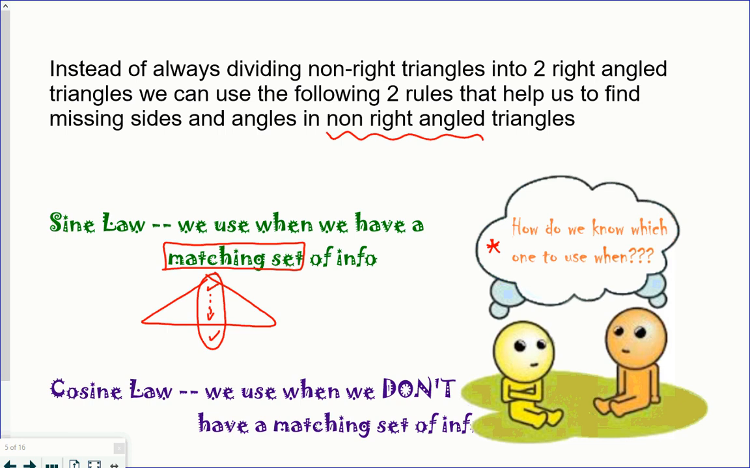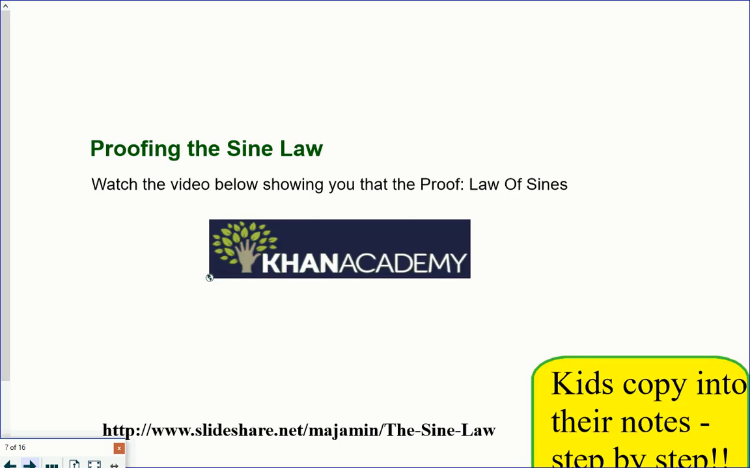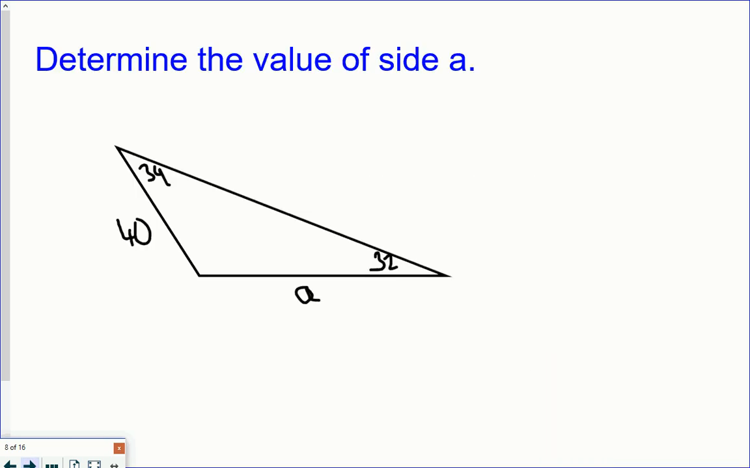If you don't have a matching set, then we use cosine law. So it's that simple. Every question that we're going to do here over the next couple of days, I'm going to ask, do you have a matching set? And as long as you have a matching set, you're going to use sine law. So we're going to focus on sine law today, okay?